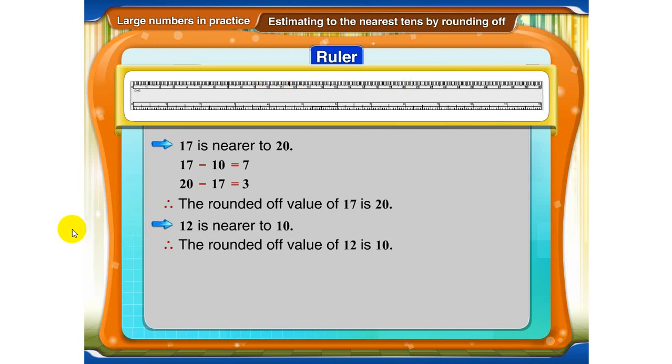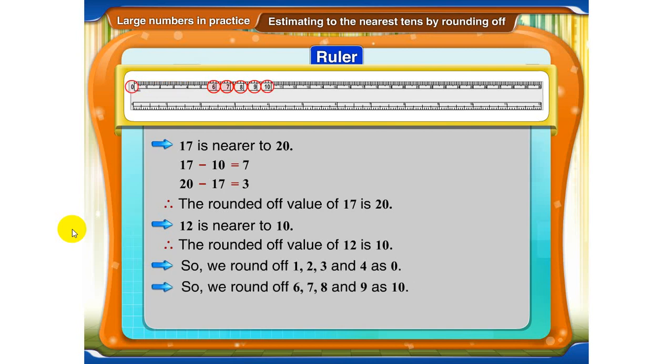We see that the numbers 1, 2, 3 and 4 are nearer to 0 than to 10. So we round off 1, 2, 3 and 4 as 0. Numbers 6, 7, 8, 9 are nearer to 10. So we round them off as 10. Number 5 is equidistant from both 0 and 10. It is a common practice to round it off as 10.